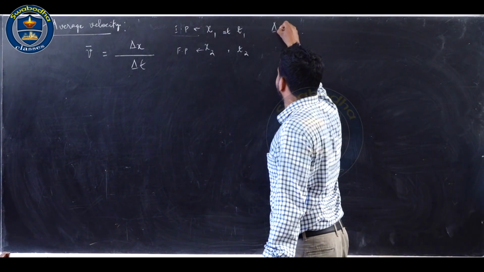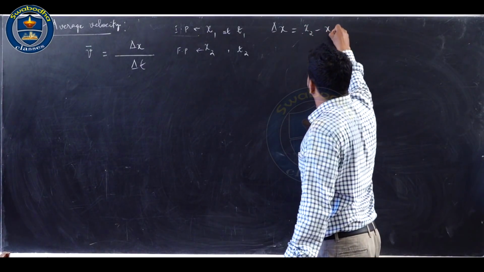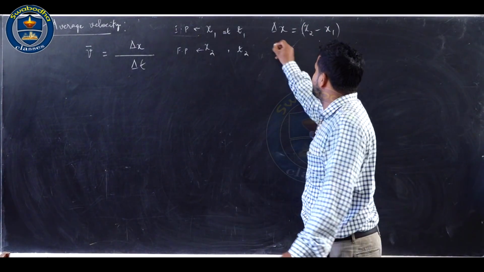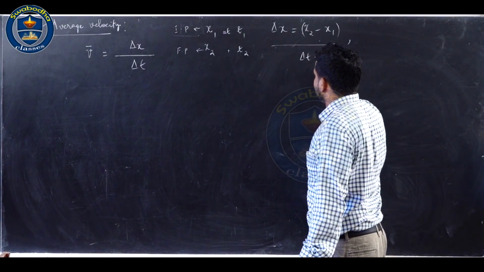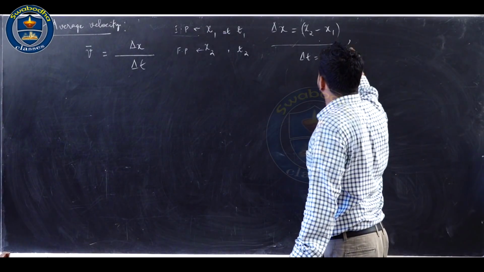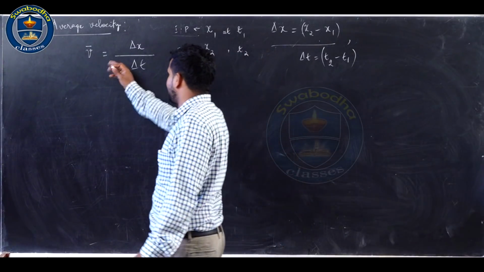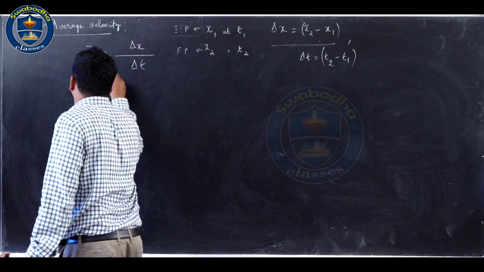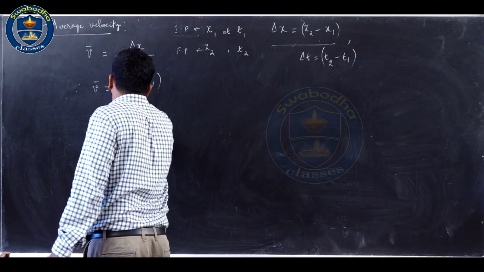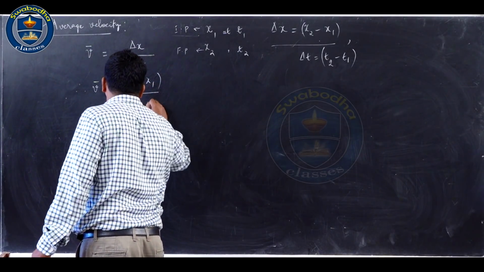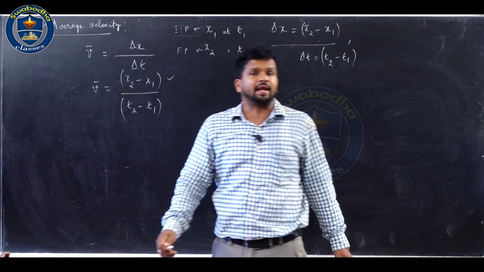What is delta x? Delta x is displacement. That is nothing but final position minus initial position. This displacement takes place in the interval delta t equal to t2 minus t1. Interval length is delta t, which is equal to t2 minus t1. Therefore, the average velocity V bar equals x2 minus x1 divided by t2 minus t1. This is how we define average velocity.